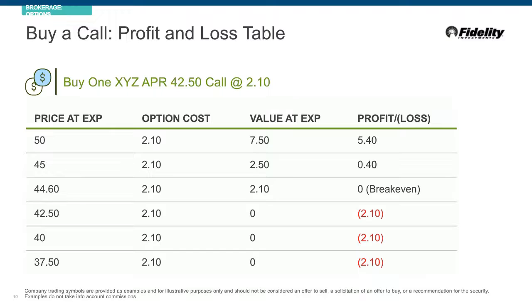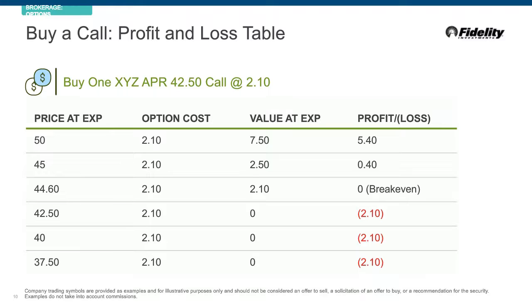Now you'll notice in this case, a complete loss is $2.10 no matter how far down the stock goes. This is that limited risk feature of purchasing a call option. The stock can go all the way down to zero and we would still only lose $2.10 a share. Whereas if we were to buy the shares, we could lose $42 a share.